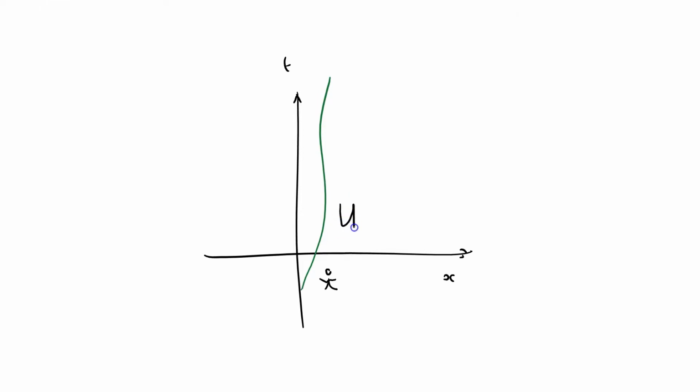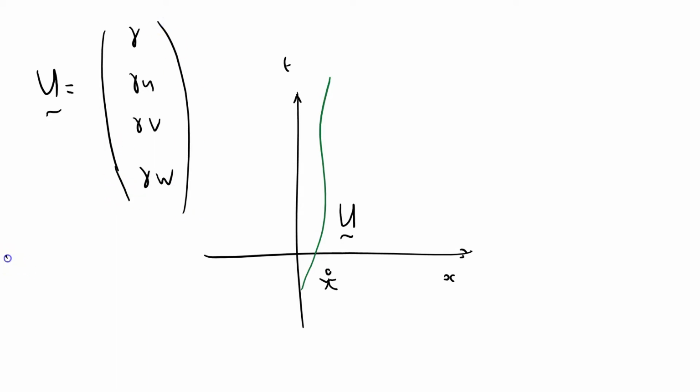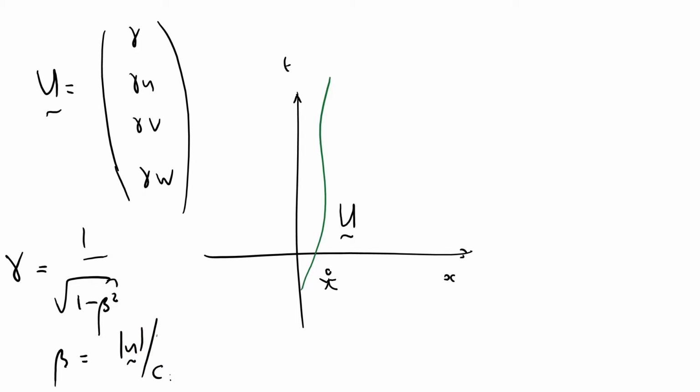What I'm going to do now is to consider what happens when I transform my coordinate frame. So I'm going to set up x and t coordinates. There am I, sitting here, and I've got an object that's moving by like that with a 4 velocity of u. And of course u is just going to be equal to gamma, gamma u, gamma v and gamma w, where gamma equals 1 over root 1 minus beta squared, and beta equals the modulus of u as a 3 vector divided by the speed of light.